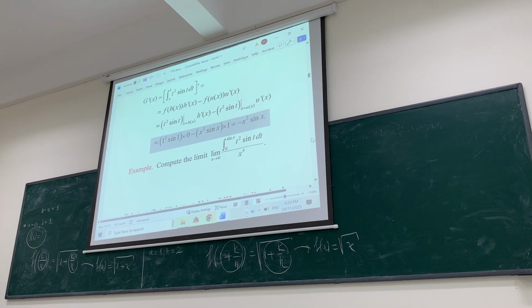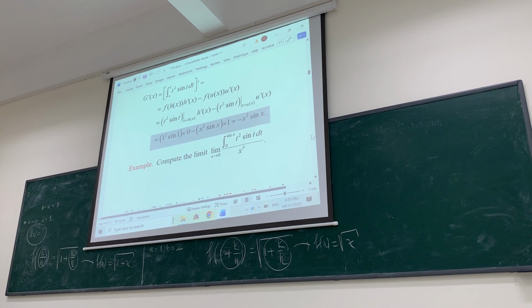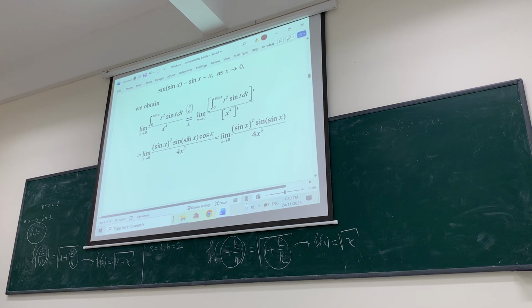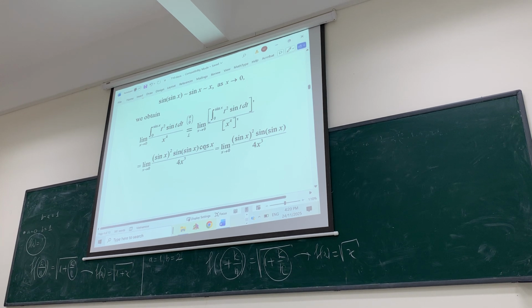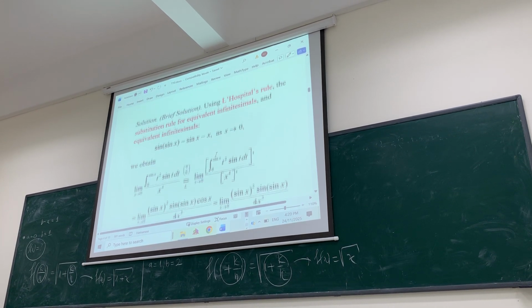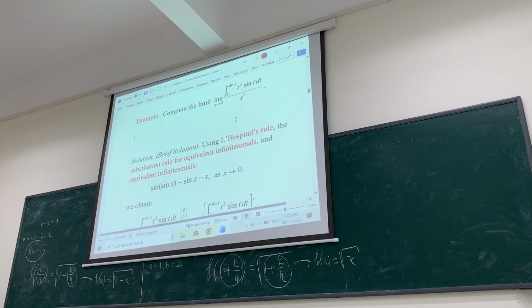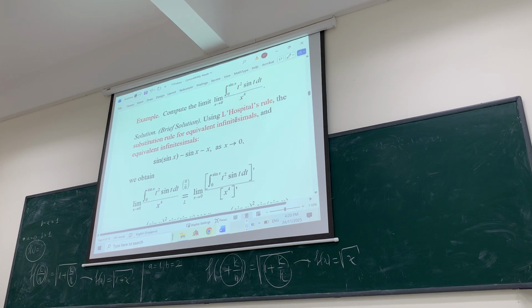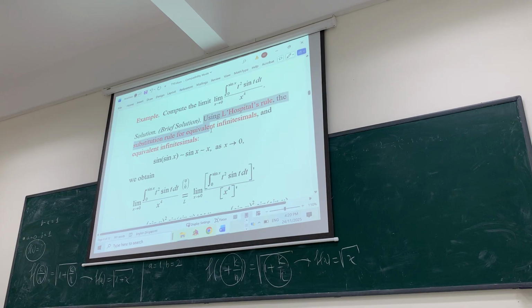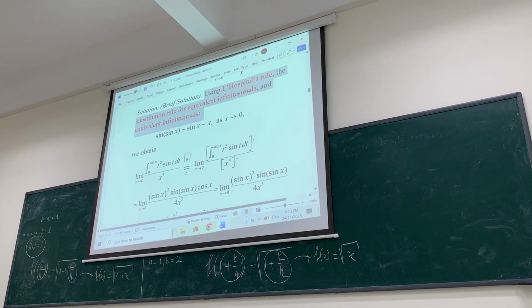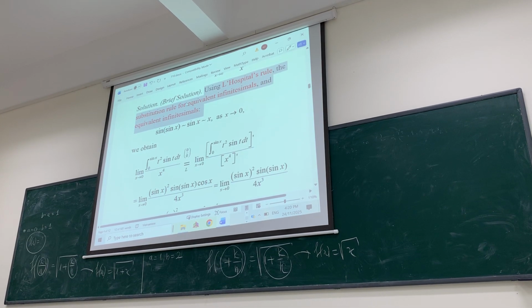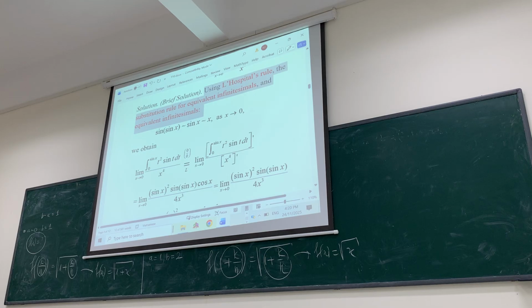You need to find the derivative of the numerator. I think you can see the derivative here is equal to sin x squared times sin x times cosine x. Okay. Now we start to solve the example. In this example, we use L'Hôpital's rule and the substitution rule for equivalent infinitesimals.